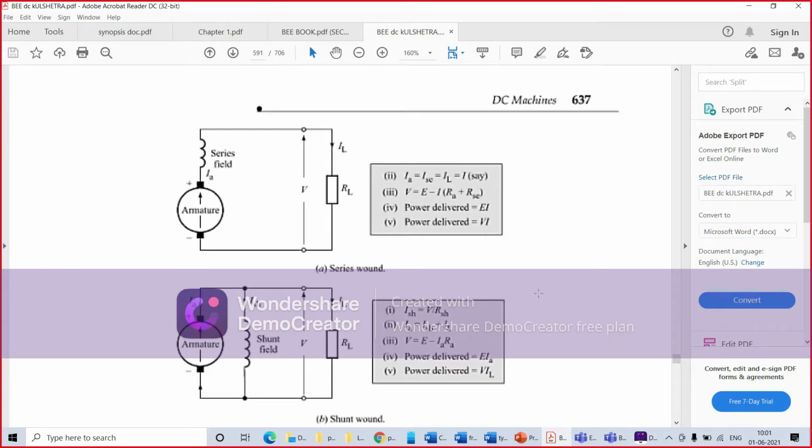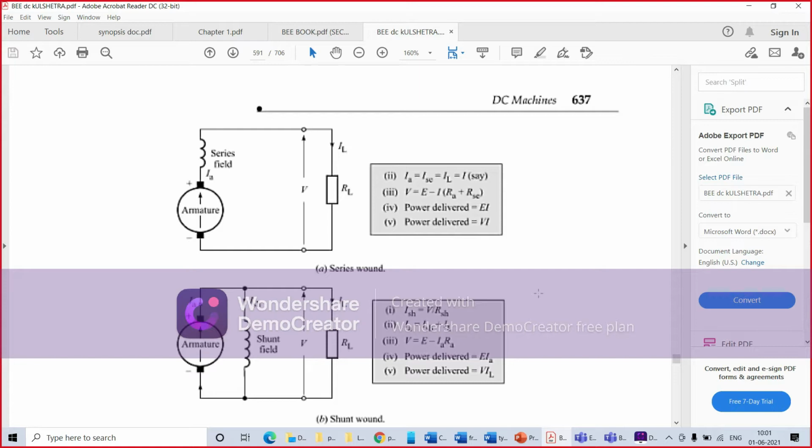So, what are we going to study? We are going to study the characteristics of separately excited DC machines. You are now well aware of the characteristics of the DC shunt motor and DC series motor. And now you will come to know that, in spite of the fact that DC shunt and series motor machines are not in our syllabus, I will teach you that.